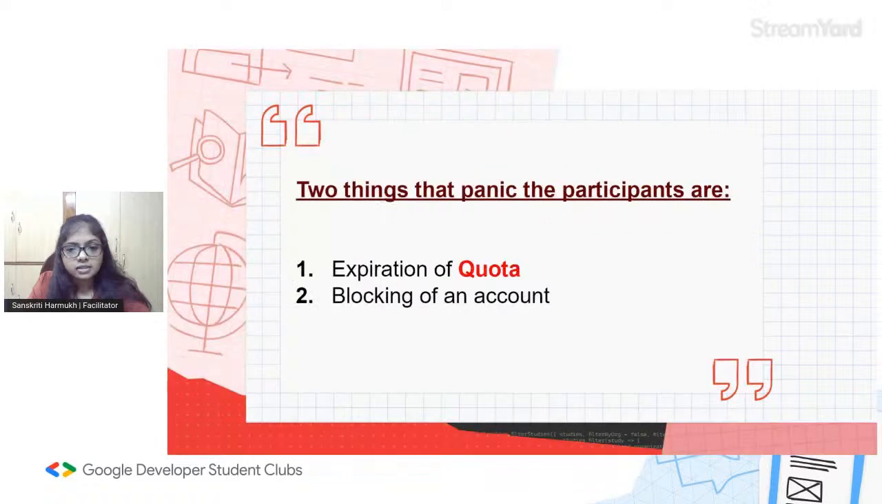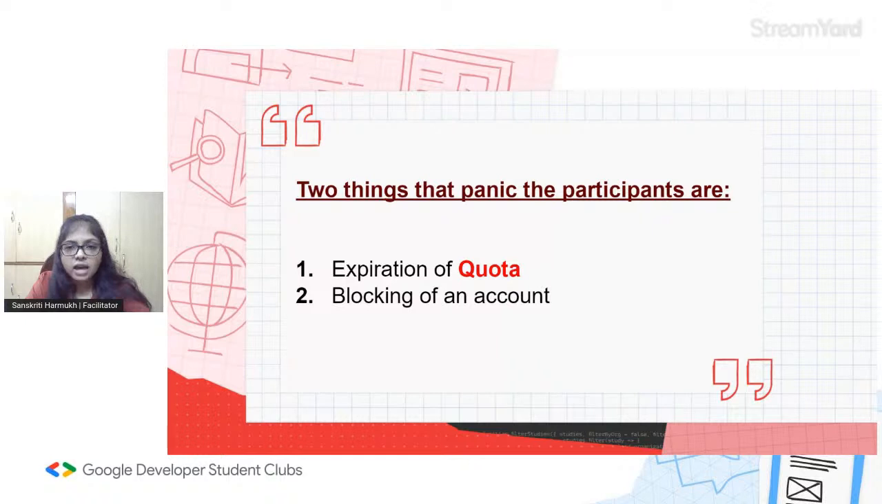The next thing that we'll be discussing is the two things that panic the participants. The first one is expiration of quota. The second one is blocking of an account. Yes, it happens. Now, when does this happen? Your quota gets expired if you try to perform the same lab more than 5 times.